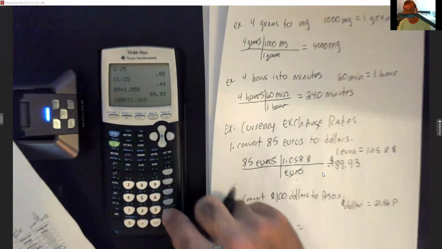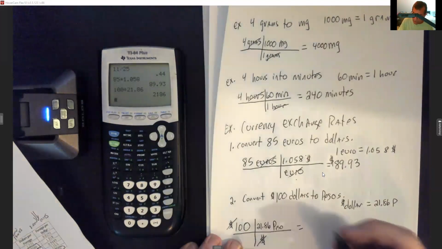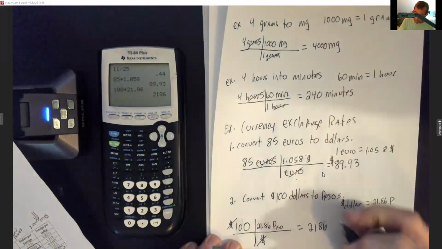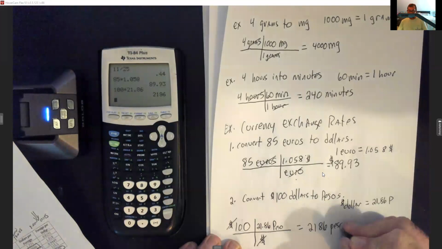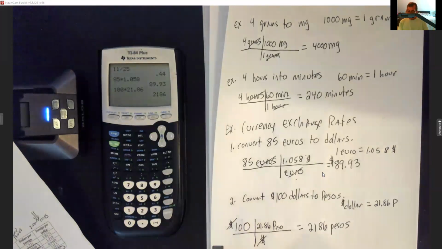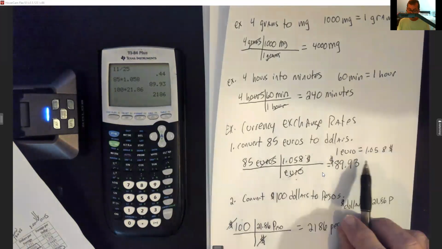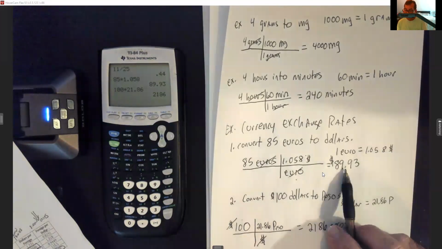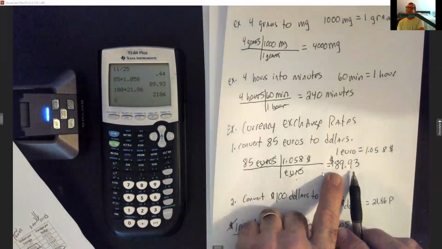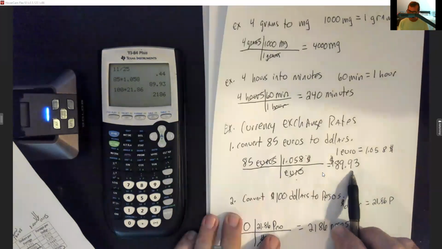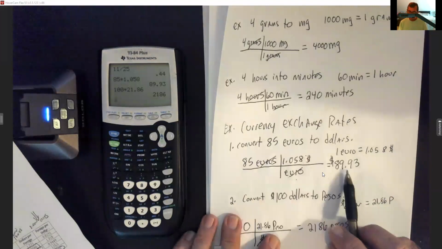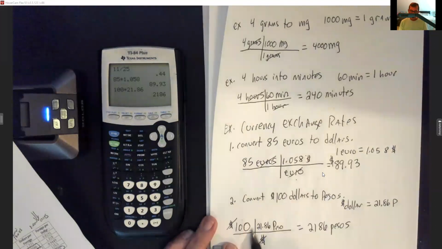And y'all, that equals 2,186 pesos. Well, that's why it takes a lot of pesos for our dollars. To where up here, if you notice, for 85 euros, our dollar was a little higher. Okay, so the euro must be a little stronger than the dollar, but the dollar is a lot stronger than the peso, okay?